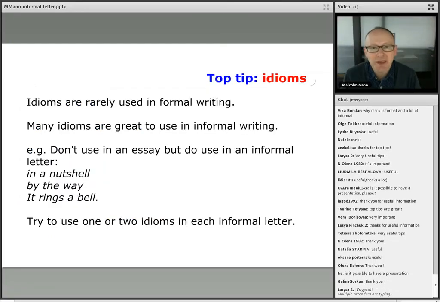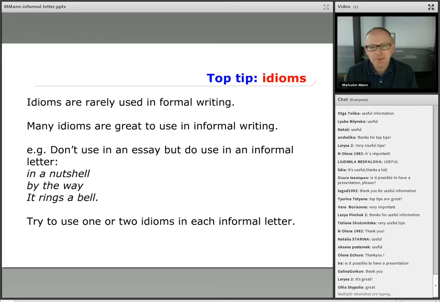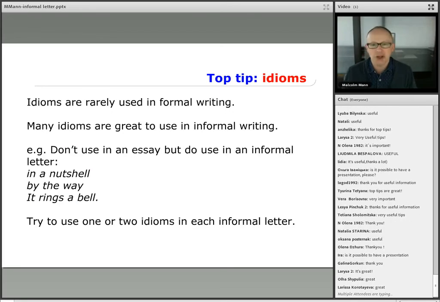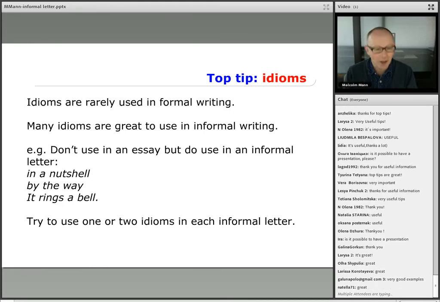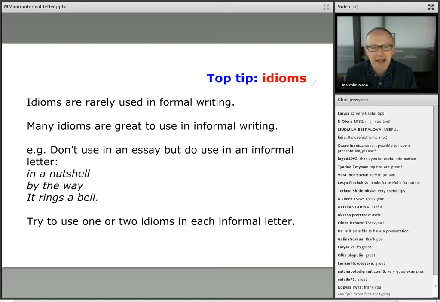And the same thing with idioms. Idioms are very, very rarely used. You shouldn't use in formal writing. You shouldn't use them in academic writing such as essays. But they're brilliant to use in informal writing such as informal letters.